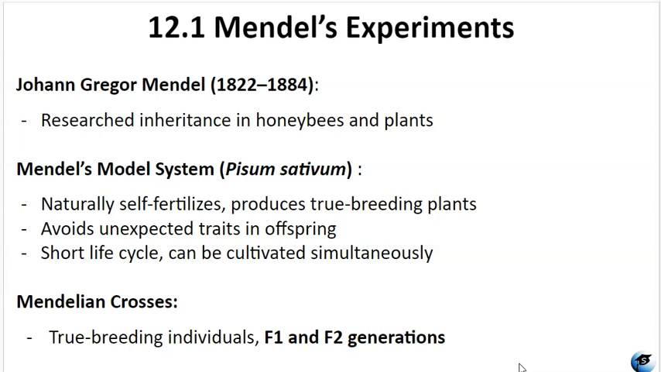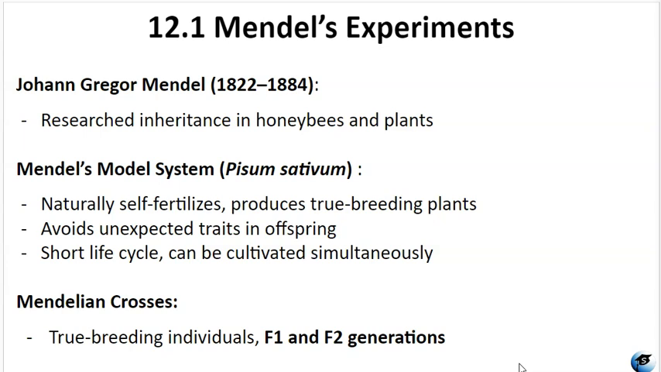For his experiments, Mendel used the garden pea because it naturally self-fertilizes and it produces true breeding plants. So this allows him to avoid unexpected traits popping up in the offspring. The garden pea also has a short life cycle, so that allows for evaluation of multiple generations within a short period of time. And then large quantities of pea plants can be cultivated at the same time, so that reduces the role of chance affecting the results, because you have a large sample size.